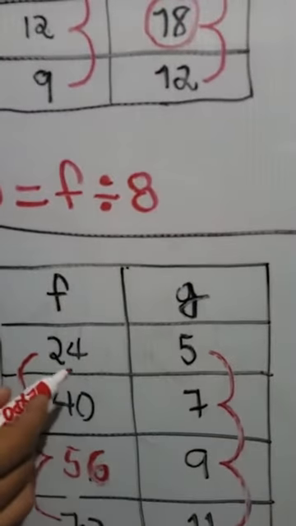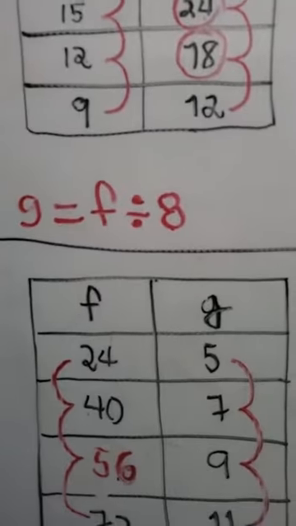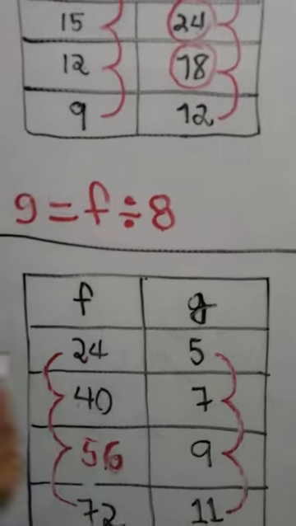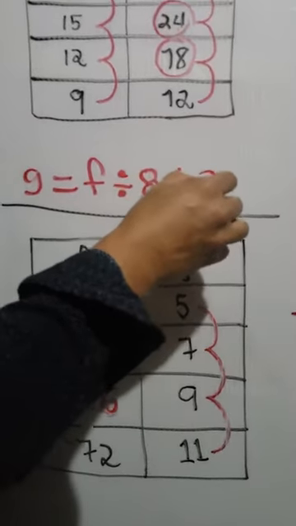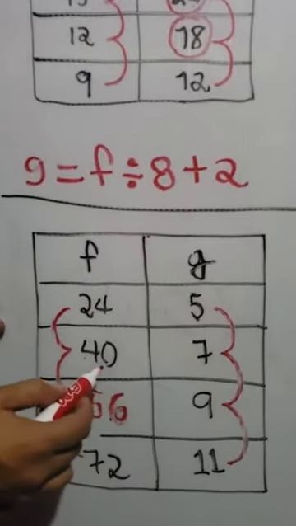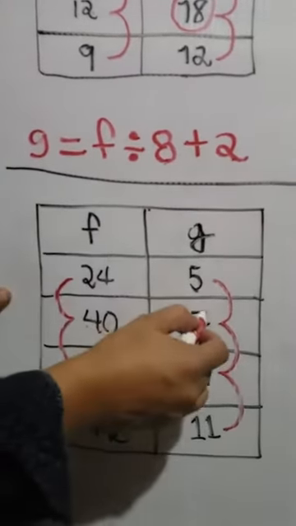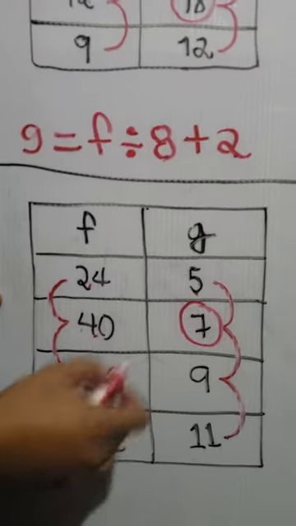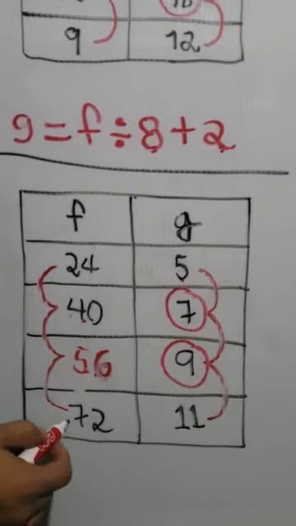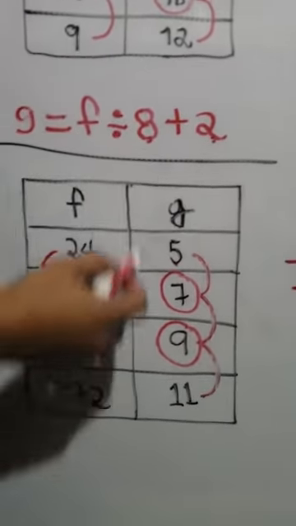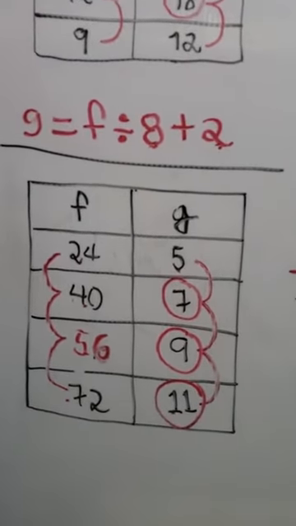And let's see. 24 divided by 8 is 3. Okay? But we don't have the number 3 here. So we are going to add 2 more so that it can be a 5. Let's see if we do this the same. 40 divided by 8 is 5. Plus 2, 7. 56 divided by 8 is 7. Plus 2, 9. 72 divided by 8 is 9. Plus 2 is 11. So it is okay.